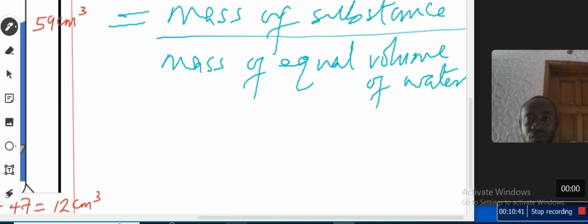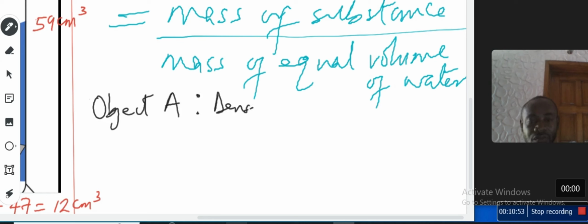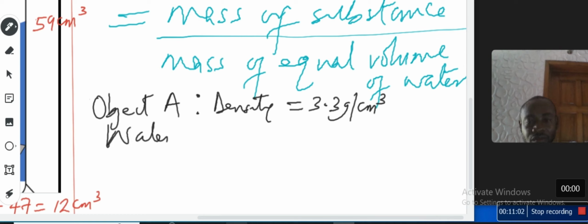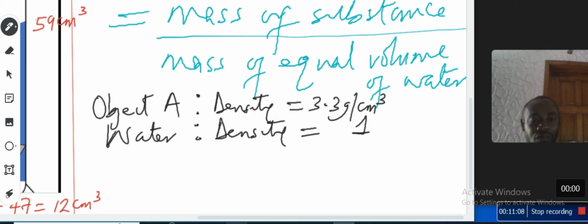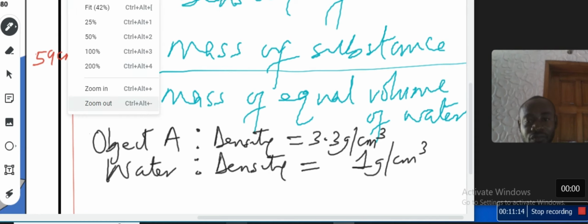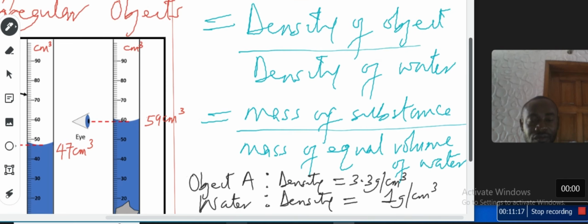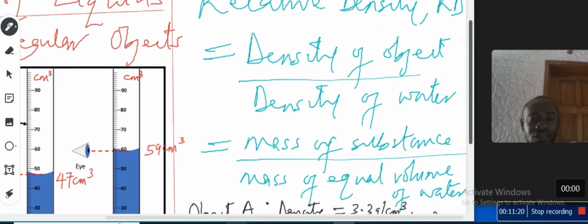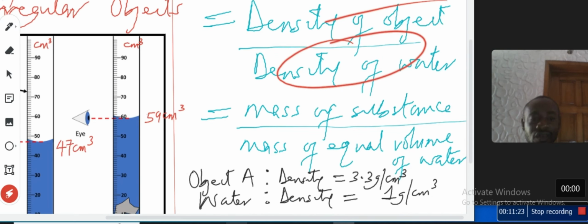Let's look at this object we just calculated. Object A, its density is what? We found its density to be 3.3 grams per cm cube, is it not? And we know the density of water to be what? 1 gram per cm cube. So what's the relative density of this object A? 3.3. How did you get that? Object A over water. Exactly. Because relative density is density of object over density of water.